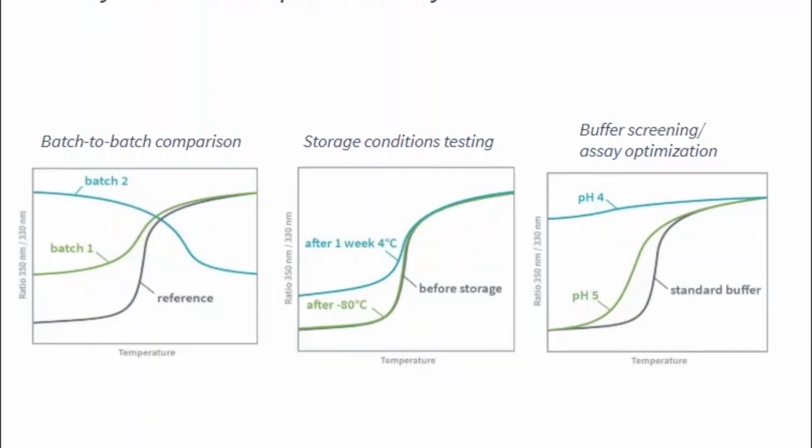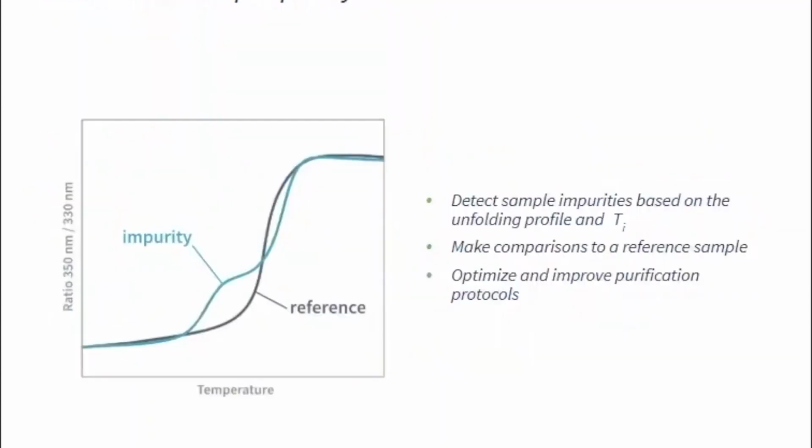You can also use Tycho for your buffer screening and assay optimization. In this example, we're testing the pH of different buffers and their impact on the quality of your protein samples. As you can see, the standard buffer is your reference. At pH 5, you see a slight left shift in the unfolding profile, and pH 4 has essentially unfolded your protein. You probably don't want to work with this material.